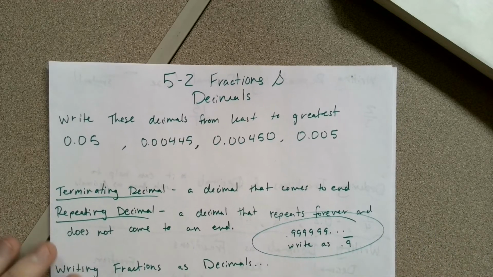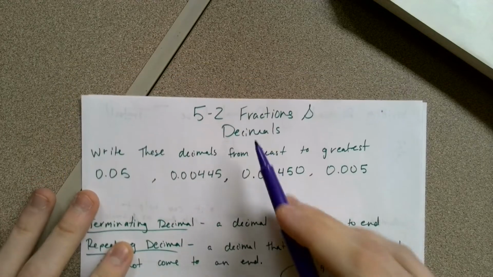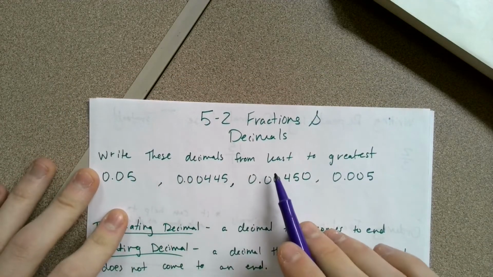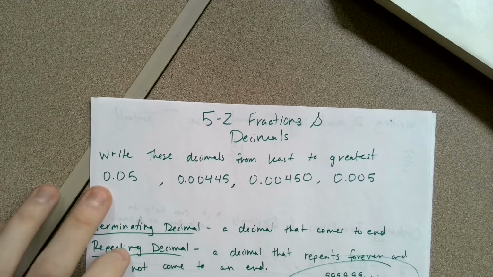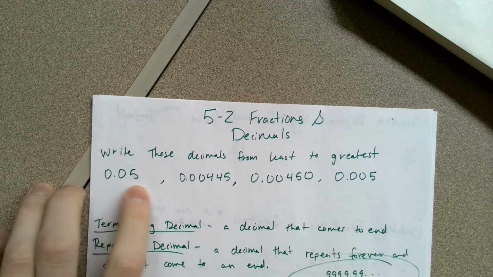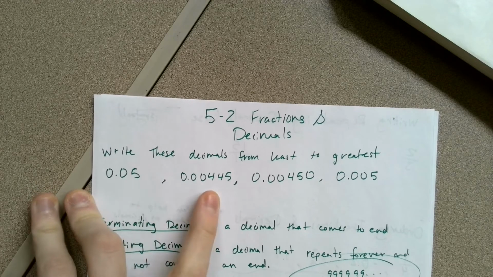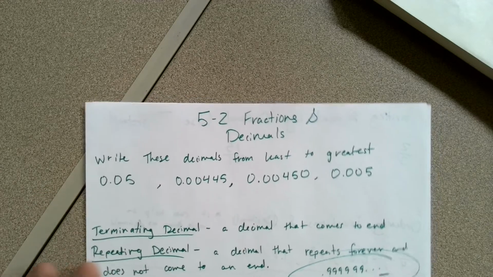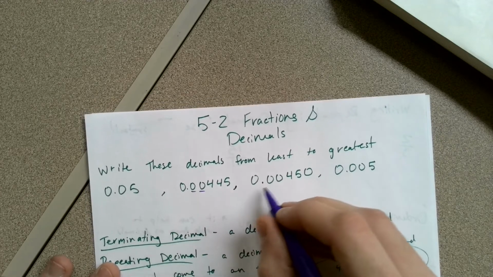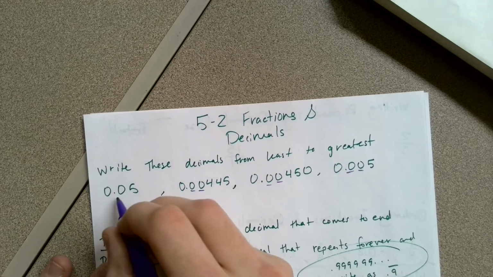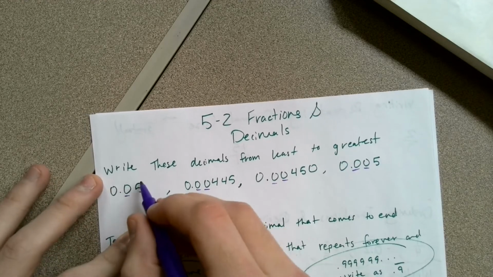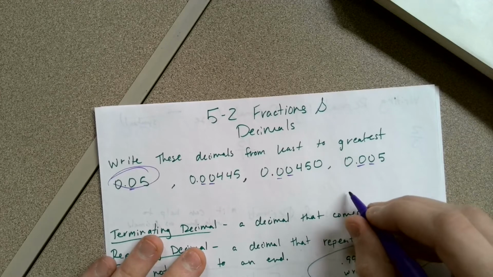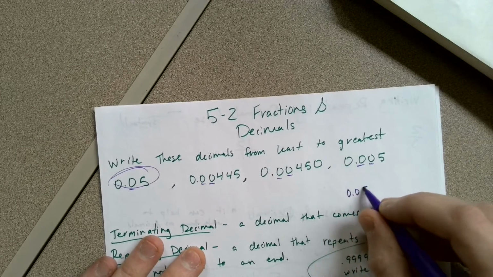Okay. So I got a little warm up here to start. Today we're talking on 5.2 fractions and decimals. First thing I want to do is write these decimals from least to greatest. So I'm looking at them right now. The first thing that I'm going to pay attention to is how many zeros they have, because I know the more zeros that they have after the decimal point, the smaller they're going to get. I notice this one has 1, 2, this one has 1, 2, this one has 1, 2, this one just has 1. So I immediately know that this one is the largest. It is a whole place ahead of all the rest. So I'm going to start by just putting this one down here as our largest.